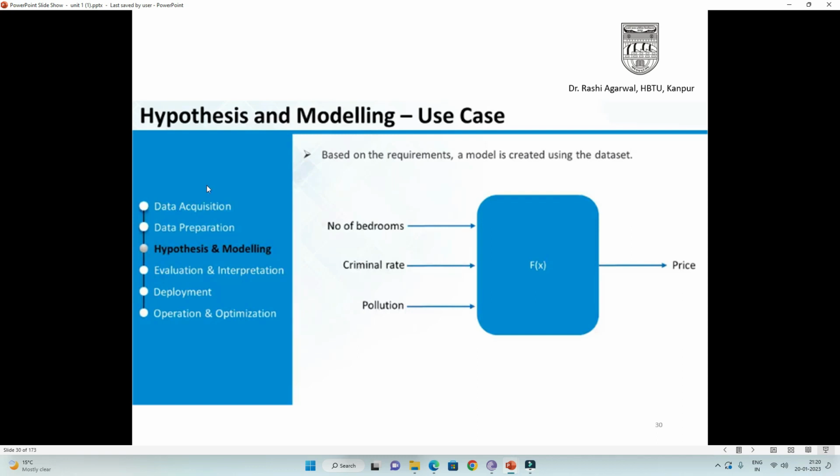Now, once my data is prepared, then I make a hypothesis to be able to model it. So right now, maybe my hypothesis is that my price is dependent on only these factors: number of bedrooms, the criminal rate, pollution. It's a hypothesis. And my hypothesis could have two outcomes. It could be rejected or it could be accepted. Basically, we say fail to reject and reject. These are the two options that I have. So right now, I assume that this is my hypothesis and it's correct, and I try and model it.